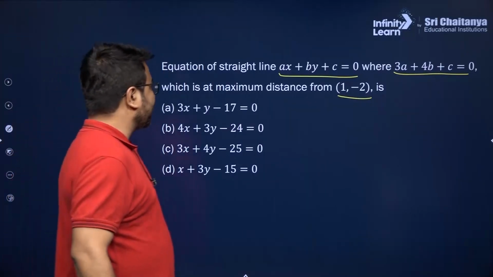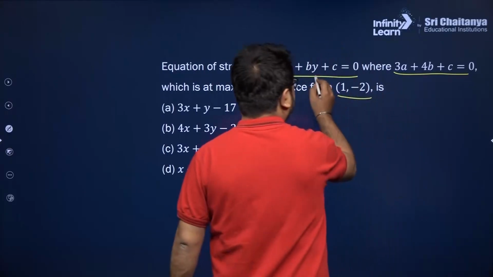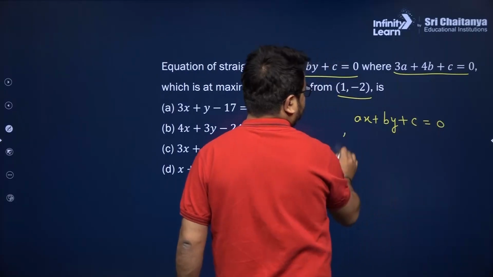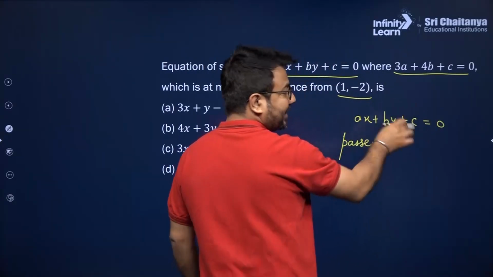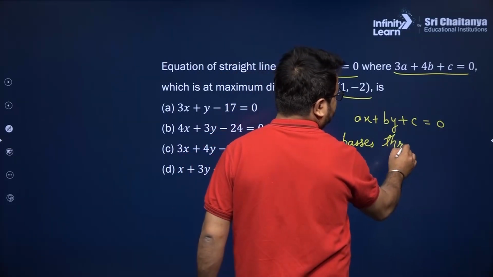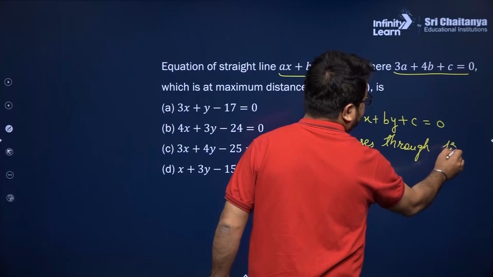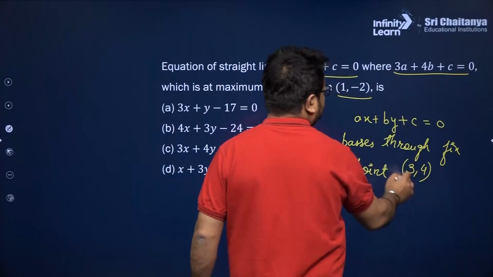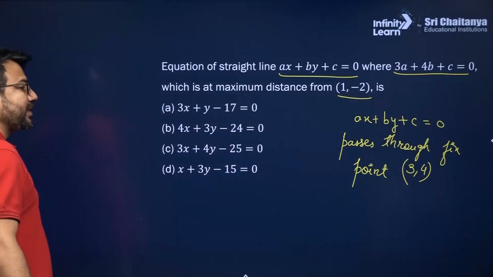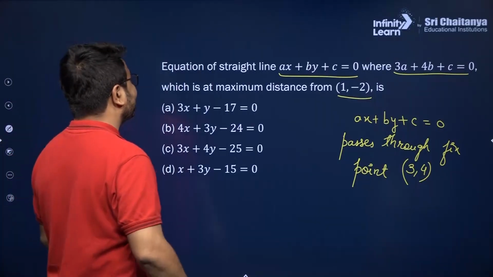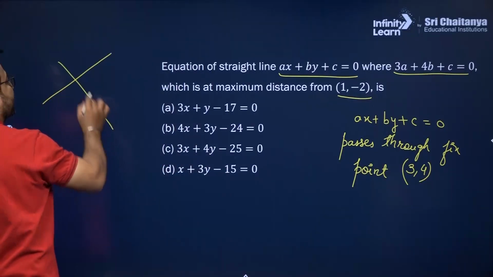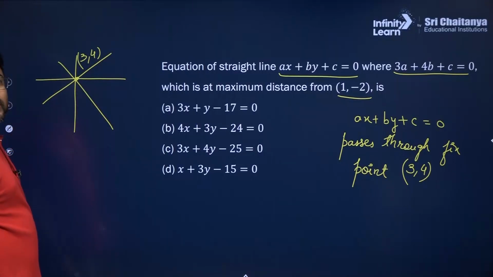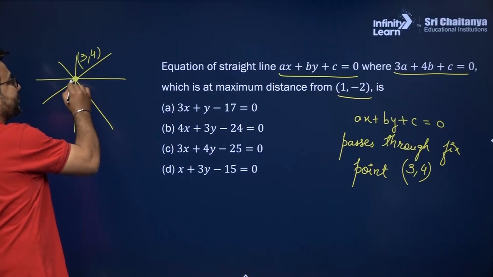So basically what we need to do here, a particular line ax plus by plus c is equals to 0 passes through, this is a family of lines given to you, okay? So this passes through a fixed point, and that fixed point is (3, 4). So ax plus by plus c is equals to 0 passes through fixed point, that is (3, 4), and this particular line ax plus by plus c is representing a family of lines, and this family of lines is passing through a particular point, that is (3, 4).